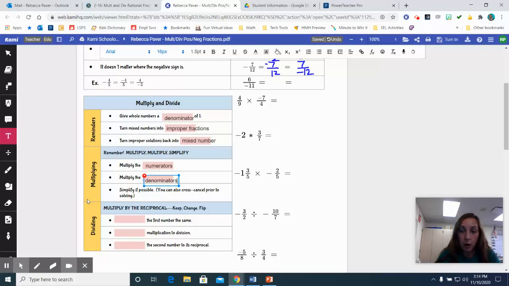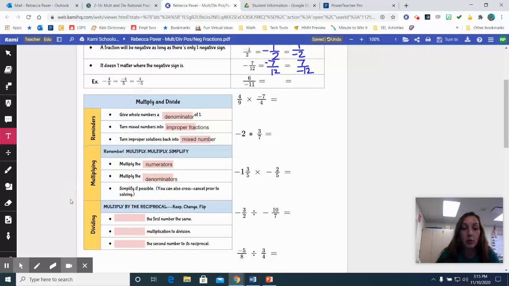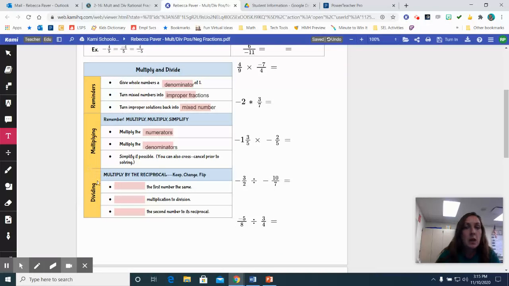Now remember, you can also cross cancel prior to solving. Sometimes that makes it a little bit easier to simplify the fraction if you do it before you multiply. With division, we basically just don't divide fractions. Back in 5th grade, you learned that instead of dividing by a fraction, you actually multiply by the reciprocal.